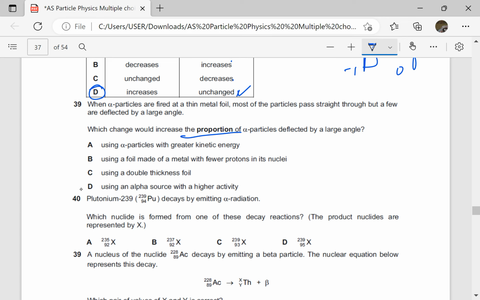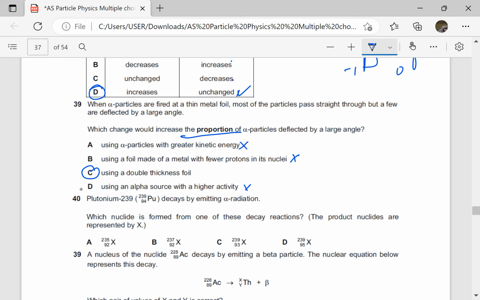Which change would increase the proportion of alpha particles deflected by a large angle? Using alpha particles with greater kinetic energy actually decreases the proportion. Using a foil made of a metal with fewer protons also decreases it because it reduces the charge. Using a double thickness foil increases it, because double thickness means there are more nuclei, so a greater chance of deflection. Using an alpha source with higher activity just increases the number of alpha particles emitted.